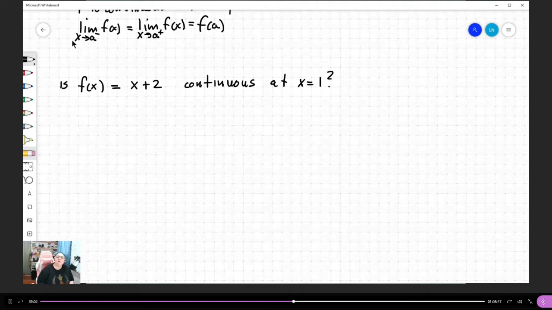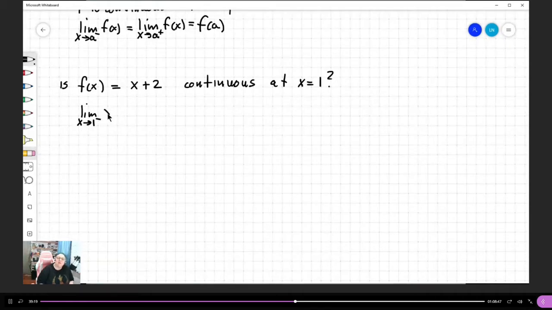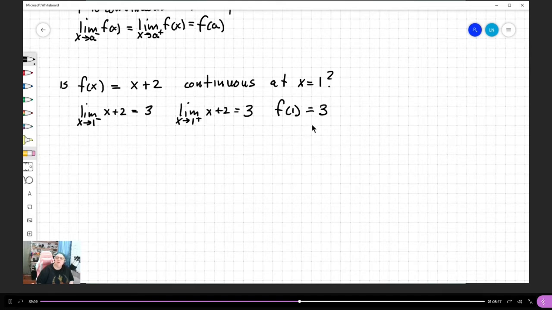Okay. All right, so what do I have to do? Well, I have to satisfy this definition. So I have to have the limit as x goes to 1 exist. So that means I check from the left. Well, this is just a linear function. So as x approaches 1 from the left, this is going to approach 3. I check the limit as x approaches 1 from the right. Again, this is just a linear function, so as I approach 1 from the right, this is going to be approaching 3. And then what is f of 1? Well, that's 3. All right, so all 3 of those are satisfied.